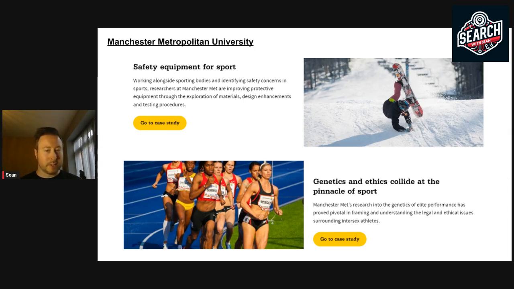And again, we said about case studies. Manchester Metropolitan University have a whole range of different case studies. And again, it just showcases the importance of these. It doesn't matter what industry you work in. Showcasing case studies is a great way of showing that you know what you're talking about, you're doing a good job of it, and that people trust you.